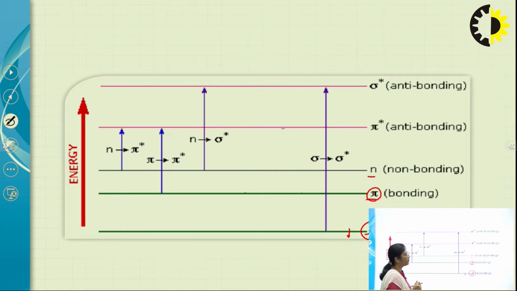So the different types of transitions which we can see in the UV visible spectroscopy are the sigma to sigma star transition, the transition of lone pair of electrons to the sigma star, that is N to sigma star transition, the pi to pi star transition, the movement of the pi electrons to the pi star antibonding, and N to pi star transitions. So these are the 4 different types of transitions which are seen in the UV visible spectroscopy.